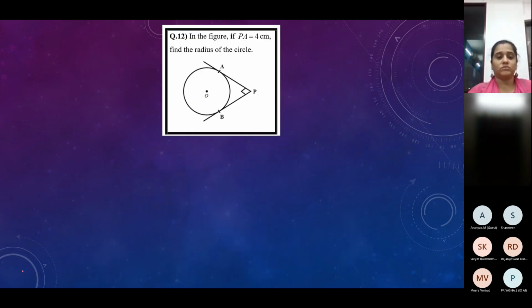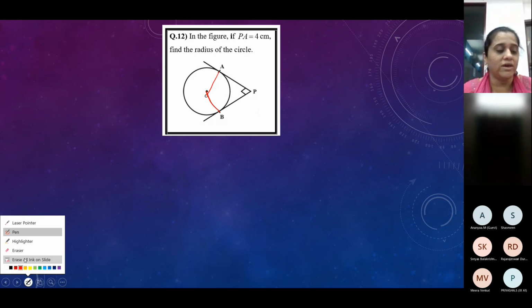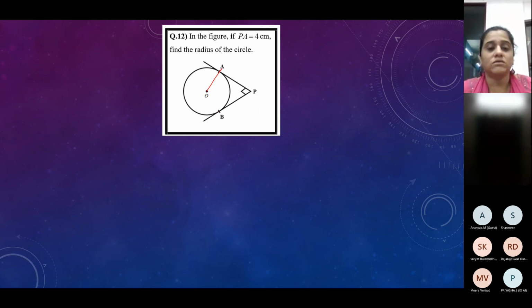So what you have to do? You'll have to join OA and OB. And then you don't have to find any other angle there. You don't have to find any angle at all. Just join OP, and then say that AP and BP are equal tangents.